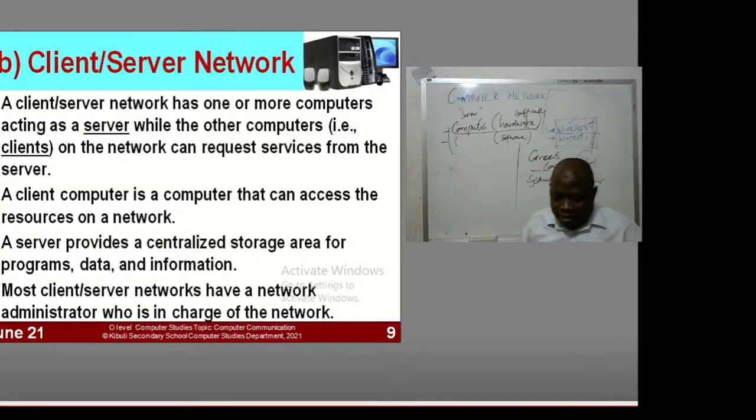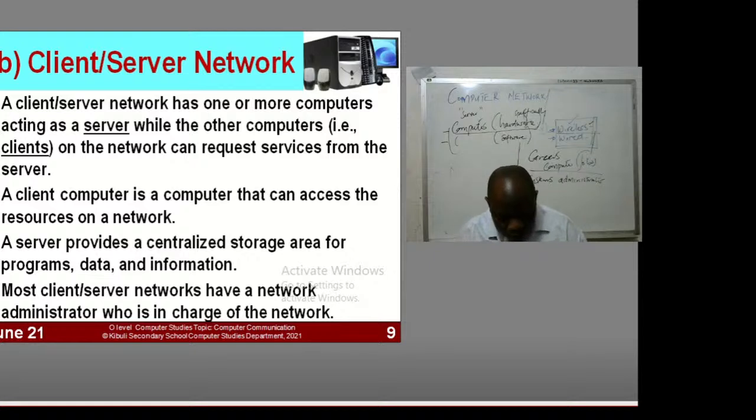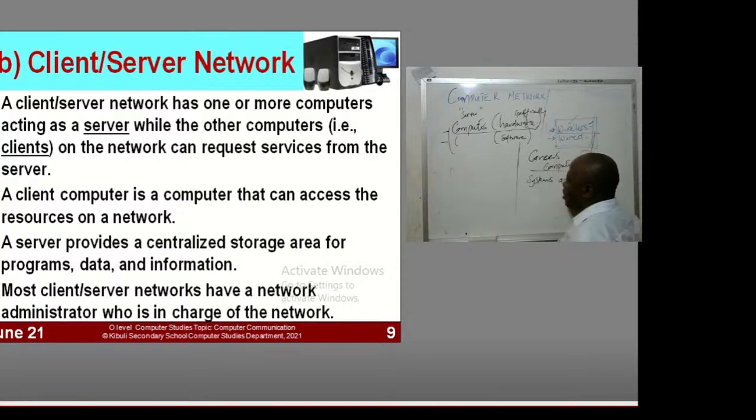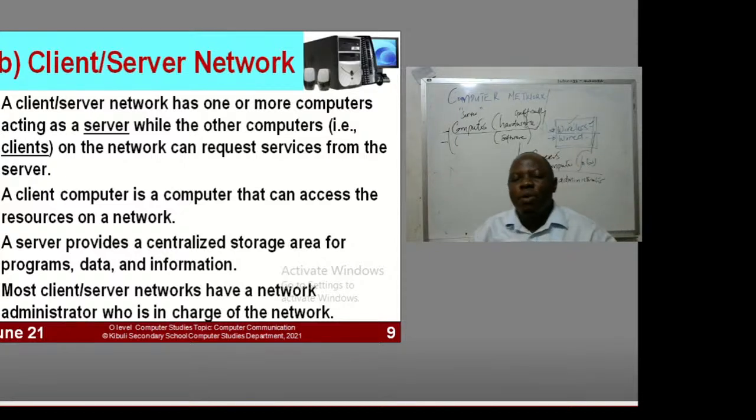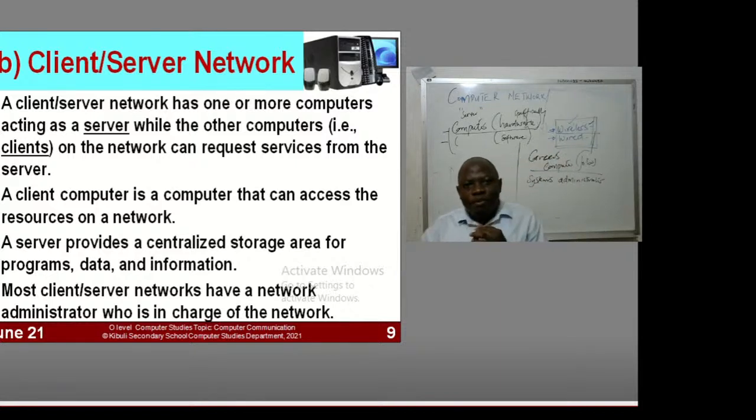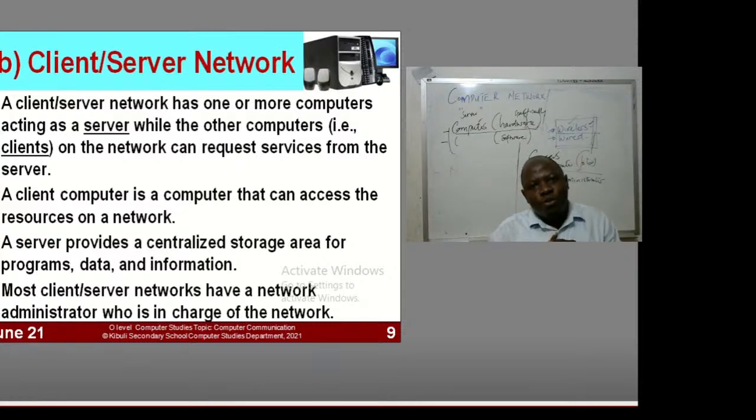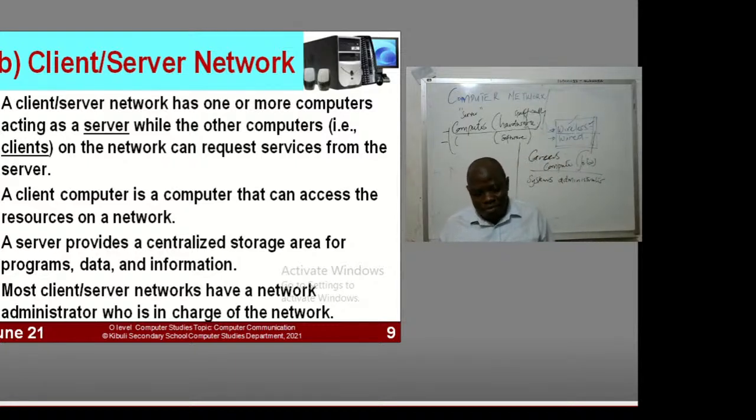So, the systems administrator. Here, as we talk about systems administrator, we are talking about somebody who is going to administer or is going to be in charge of the system, looking at how to make sure that the system is running properly. 2, that everybody can access the resources they want. 3, that there is control in giving out resources. Not everybody can access resources. Where you find that everybody is accessing resources, then it becomes a problem in an organization.